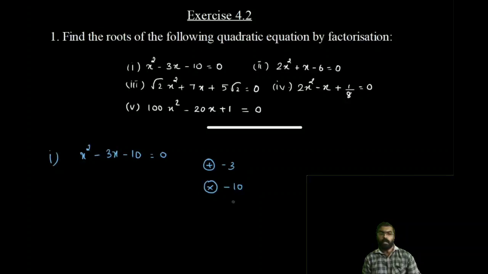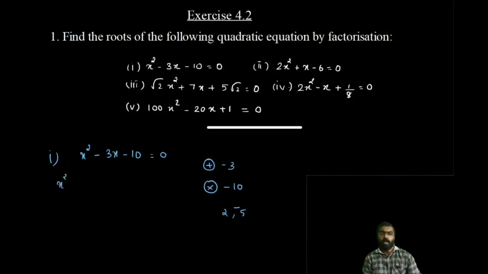From the factors of 10 we can identify the numbers as 2 and 5. 2 into 5 is 10, but here it is minus 10. So one number must be minus and the other one is plus. And look at the sum. Here the sum is negative. Sum is negative means the larger number will be negative. So we can write 2 and minus 5 as the numbers, and using this we can split the middle term.